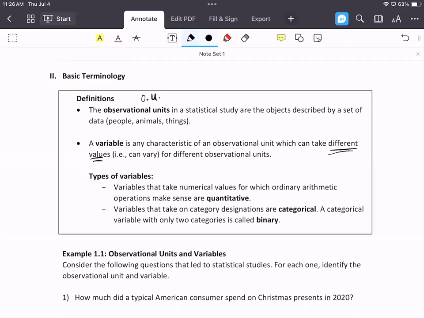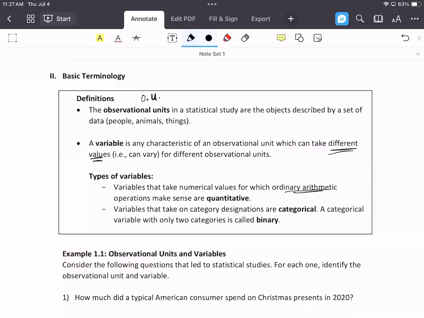Now, there are 2 types of variables that we're going to be looking at in this class. Variables that take on numerical values for which ordinary arithmetic operations make sense are quantitative. Okay, so for instance, if I took the age of everyone who's in a room and I added those ages up and I divided by the number of people in the room, we would get an average age. So that makes sense. On the other hand, what if I took everyone's social security number and said, okay, I'm just going to take the first 3 digits of everyone's social security number, add them up, and then divide by the number of people in the room? Does that tell me anything? Actually, it doesn't. That's not meaningful in any way.